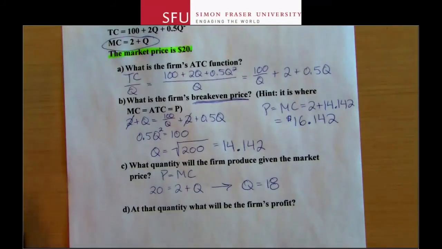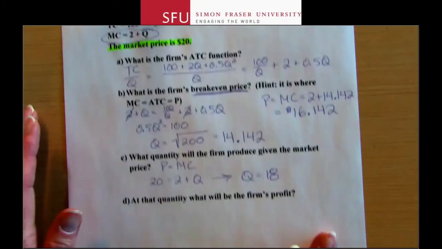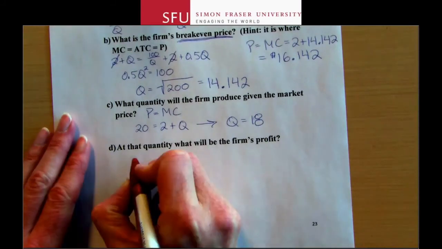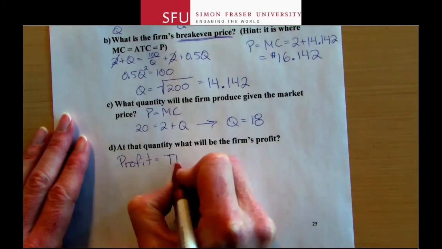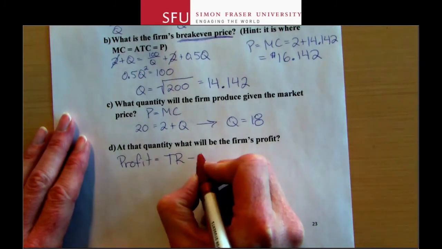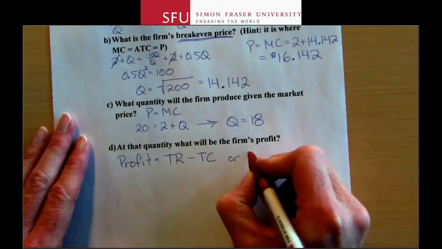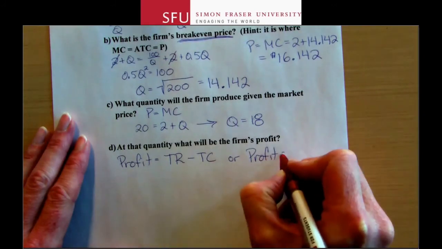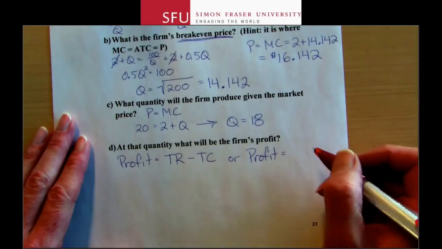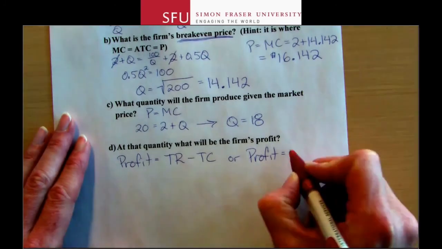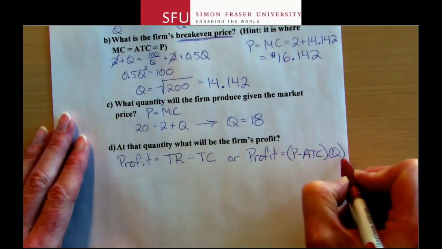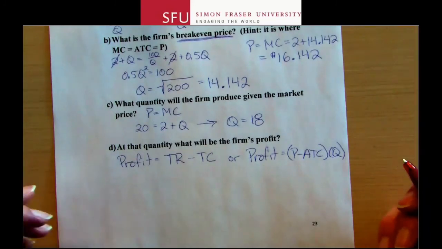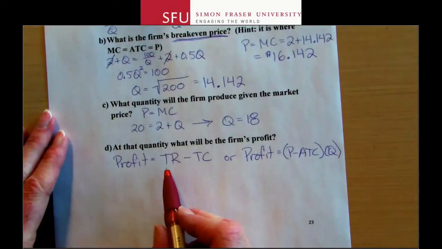At that quantity, what will be the firm's profit? All right, now there's two formulas for profit. Either one is fine. So you can take total revenue minus total cost, or the other one that you learned earlier in the chapter, so last class we went over it, price minus ATC times the quantity. And you get the same answer either way, so you can use either one. Okay, so I'll do it both ways.